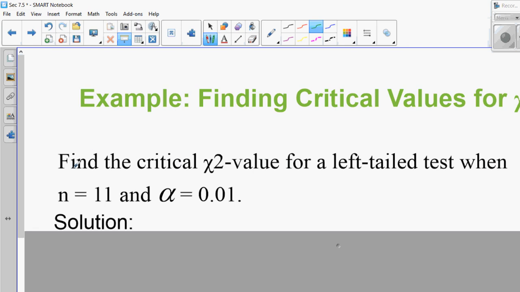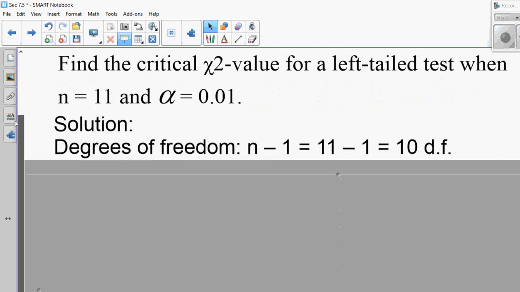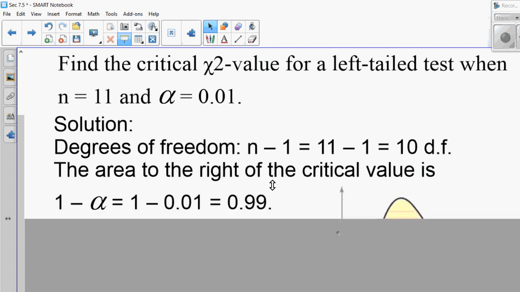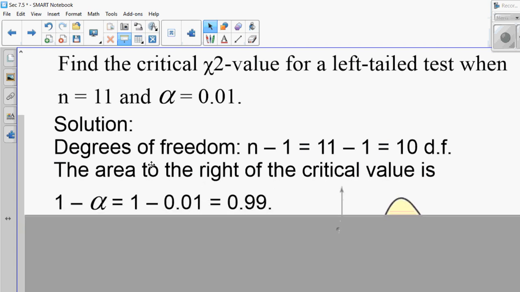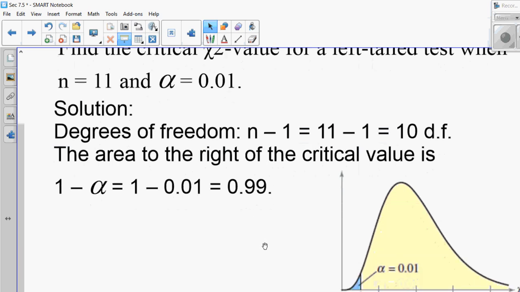The first thing to remember is that we need degrees of freedom for chi-squared. So we go to 10, and if you have your chart, you're looking at the line of 10. Secondly, it's the area to the right, so we take 1 minus 0.01 to get 0.99. So we're going to look up 0.99 in the chart.